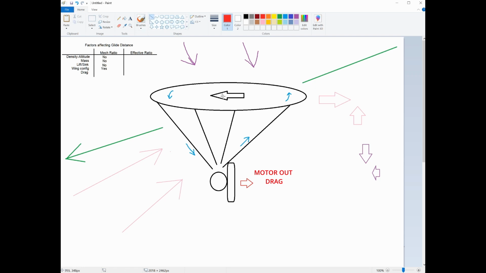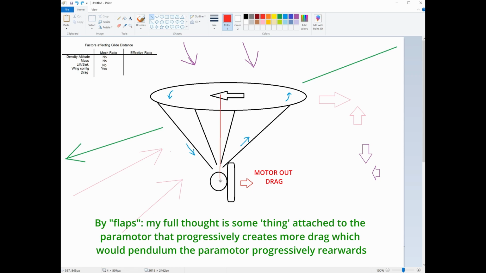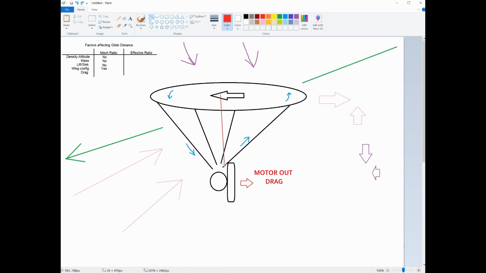So what would that do? You could think of this red line, and you had some flaps or something. You keep adding drag. You could see how you would be tilting back. Let's say the motor is moving back with this red line. So as this tilts back, that's gonna pull the front down and raise the rear in a way. So essentially, you're rotating the wing.